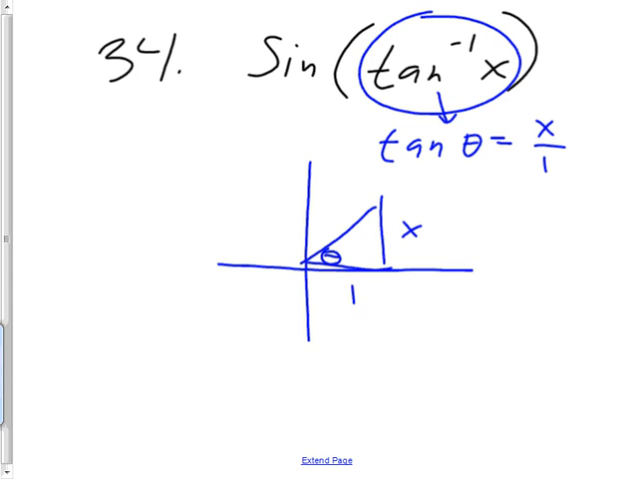It's always a square root. Does this ring a bell? Square root of, and there's an x and there's a 1 involved. Come on, you can do this. 1 squared plus x squared. Very good. And 1 squared is, of course, just 1.